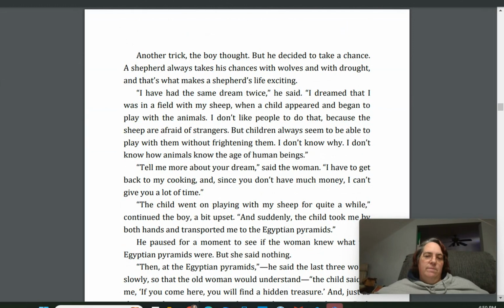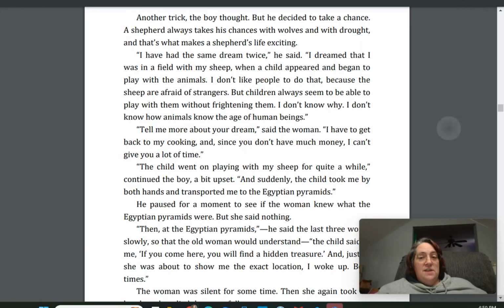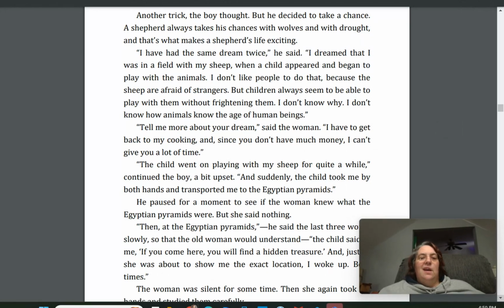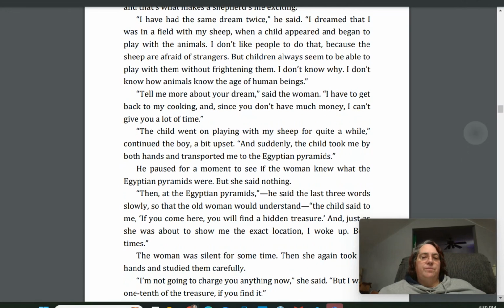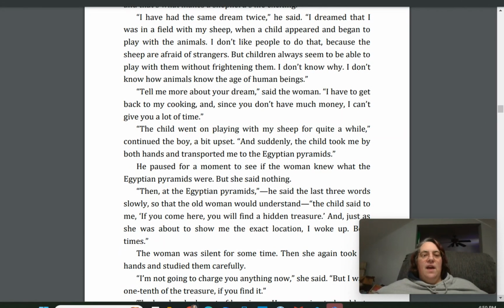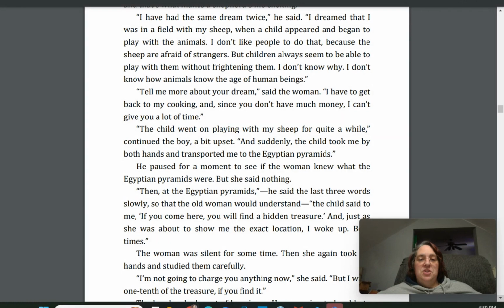Another trick, the boy thought. But he decided to take a chance. A shepherd always takes his chances with wolves and with drought. And that's what makes a shepherd's life interesting and exciting. "I have had the same dream twice," he said. "I dreamed that I was in a field with my sheep when a child appeared and began to play with the animals. I don't like people to do that because the sheep are afraid of strangers. But children always seem to be able to play with them without frightening them. I don't know why. I don't know how animals know the age of human beings."